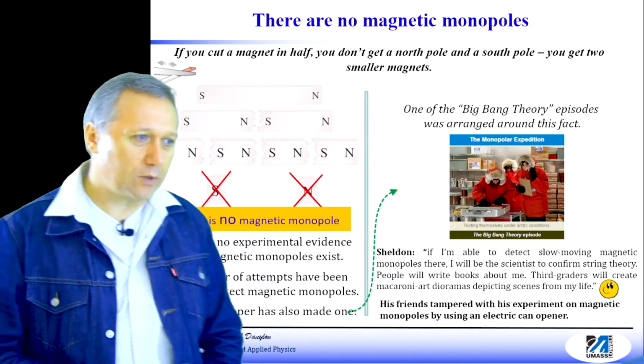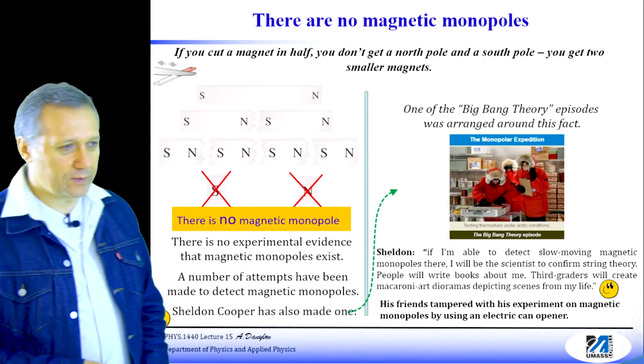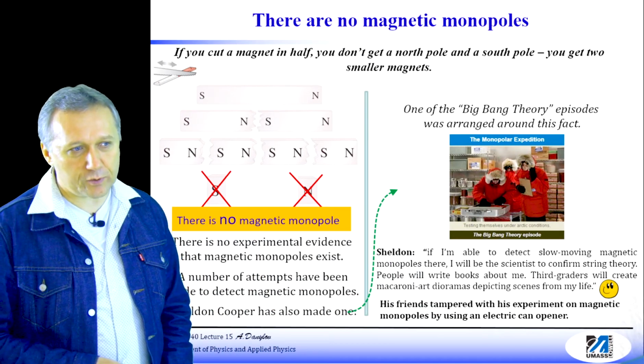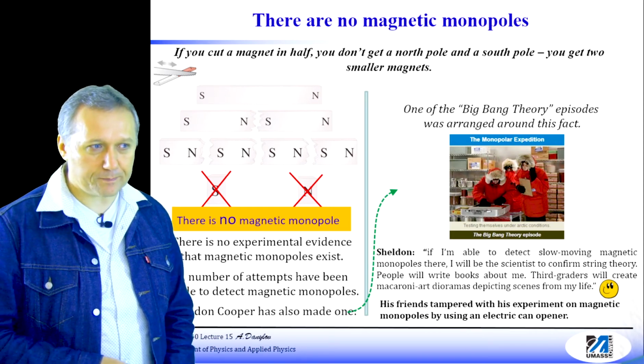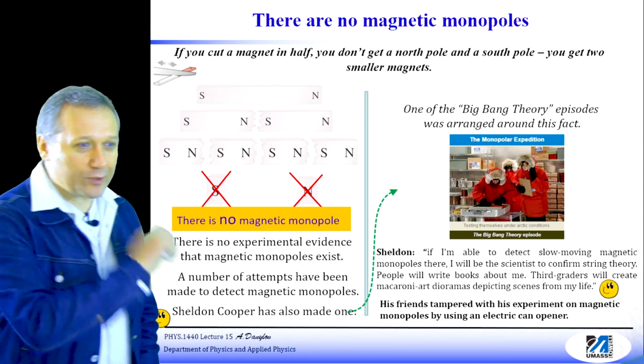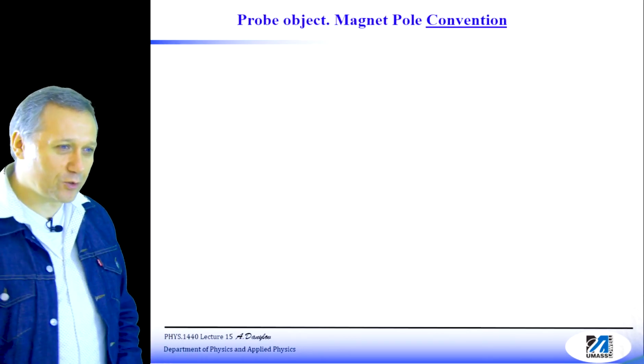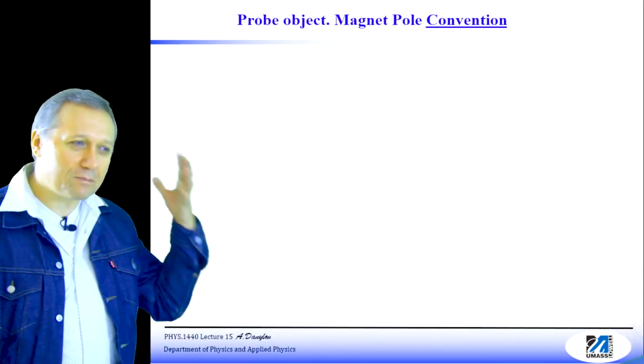I'm just making a point. So finding a magnetic monopole would be a big deal. But so far, no one has observed one, and all the equations are written assuming that there are no magnetic monopoles. Okay, so now we need to introduce some conventions, some basic ideas.